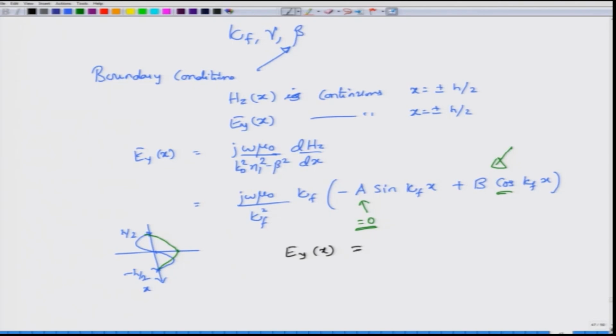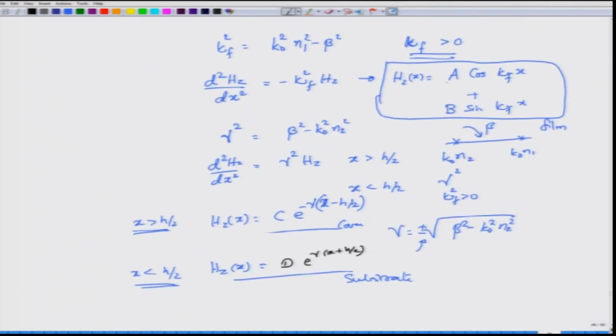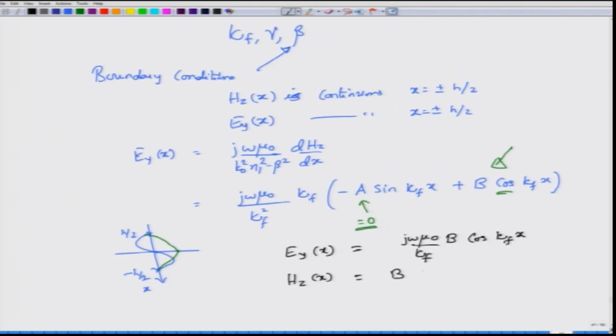So, Ey of x is given by j omega mu naught by kappa f, times a constant b, then cosine kappa f times x. This is for the field inside the film. The corresponding Hz of x, because we have set a equal to 0, will not have the a term. So, it will have only the b sin kappa f x term. So, this would be b sin kappa f x. This is in the film.